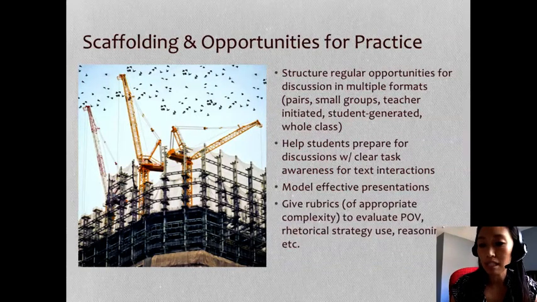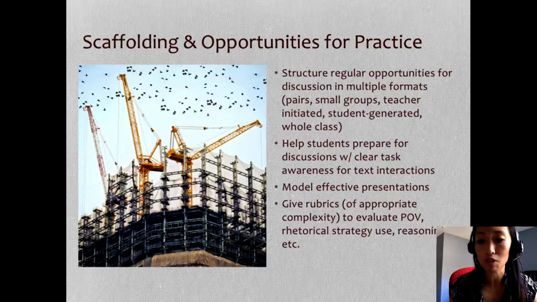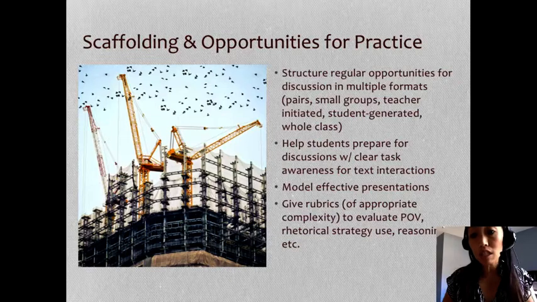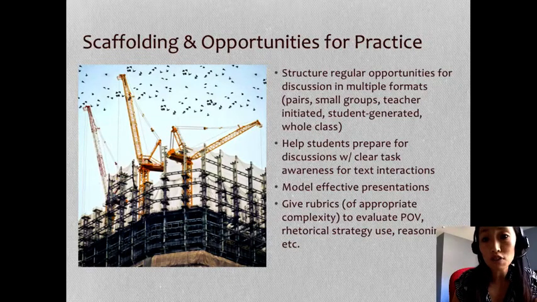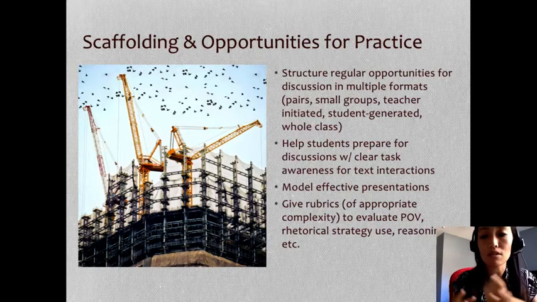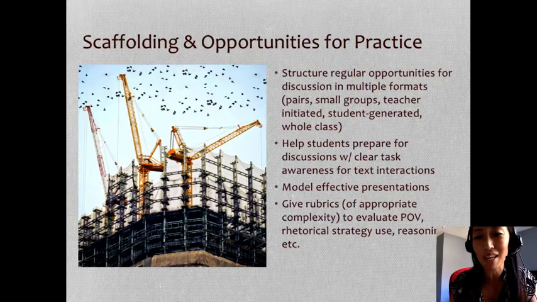I think it's important to give rubrics of appropriate complexity to evaluate point of view, rhetorical strategy use, and reasoning. So students know what they're looking for, right? And know what they need to include. So you can give self-check rubrics for students who are preparing presentations, but also part of the standards you saw were listening and being able to evaluate point of view and rhetorical strategy use. And so it's important to give students rubrics so they know what they're evaluating.